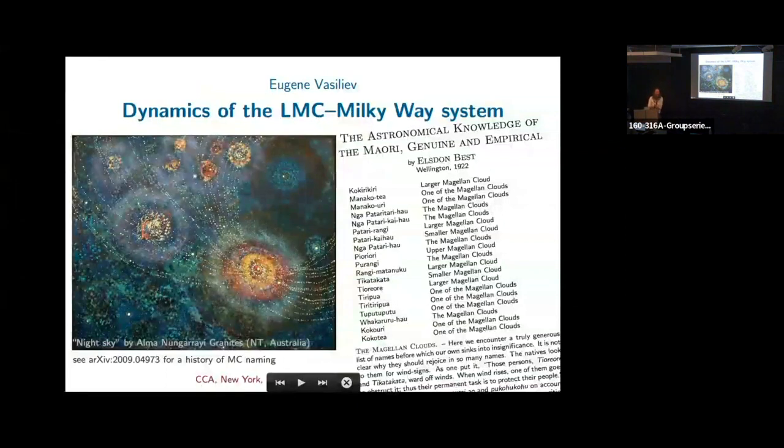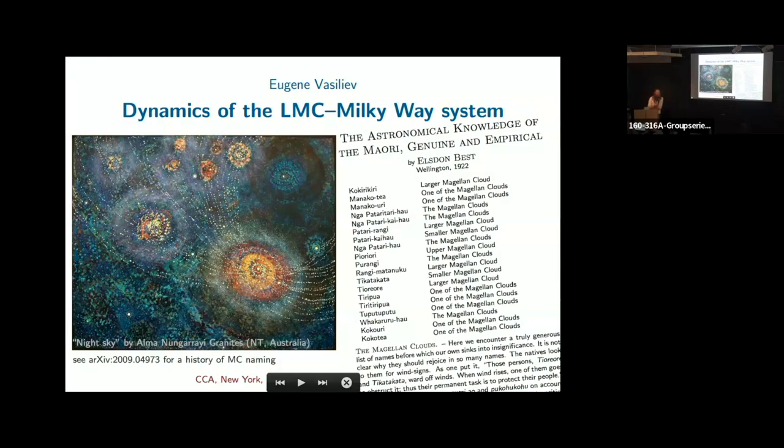Okay, I will continue along the same lines, discussing the dynamical interaction between the Magellanic system and the Milky Way. As an illustration of the two systems, I show a plot from a contemporary Native Australian artist, which I think shows something resembling the LMC and SMC system. We can even see the stream between them, perhaps.